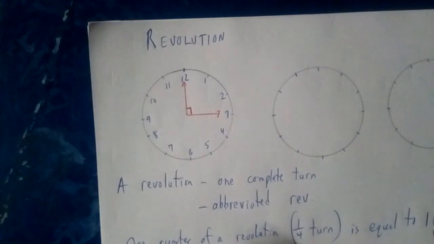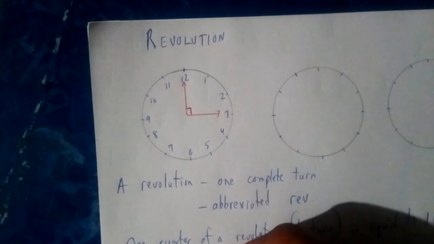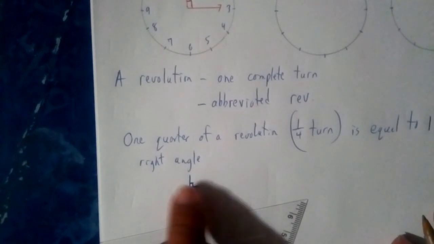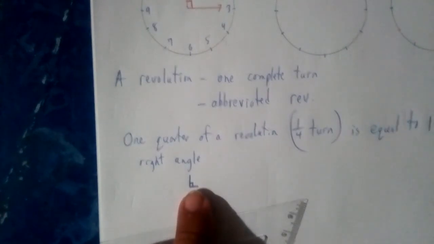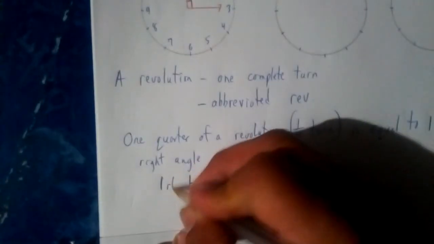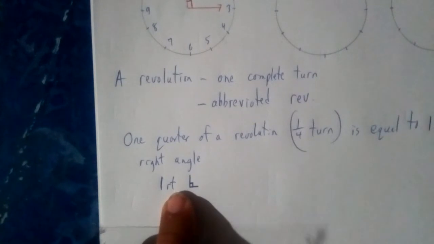Now this abbreviation for a revolution or a quarter of a revolution, which is also 90 degrees, could be given by the symbol which means 90 degrees. Okay, so this symbol here is the 90 degrees symbol, which means a quarter of a turn. To describe one right angle, it can be abbreviated as 1 RT, right angle. Okay, so that's a revolution.